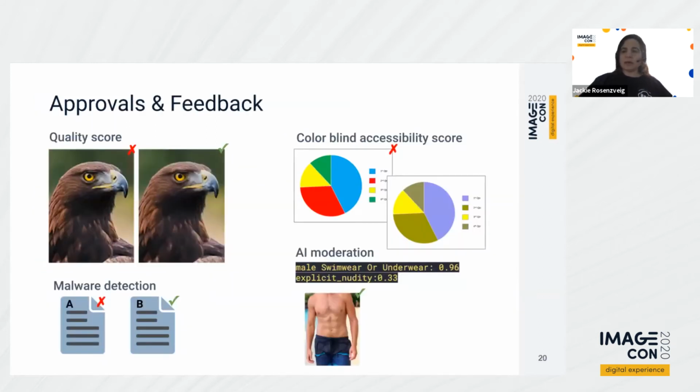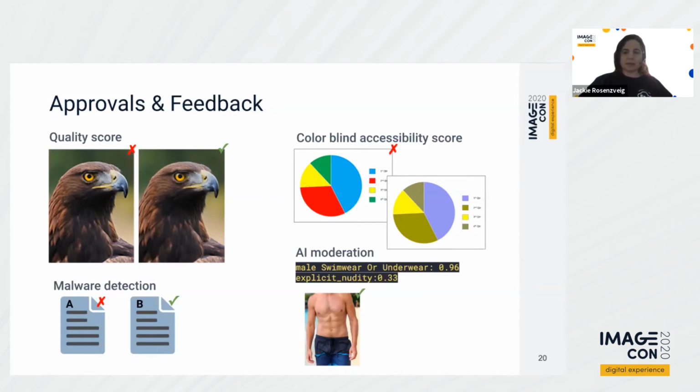So when you're uploading your end users' assets, there may be a variety of different types of analyses that you'd like to run. Cloudinary offers the option, for example, to check the quality of an image and make sure that it's not too pixelated or too blurry. You can also check whether the images getting uploaded are going to be useful to about 8% of your male audience and at least 0.5% of your female audience who may be colorblind.